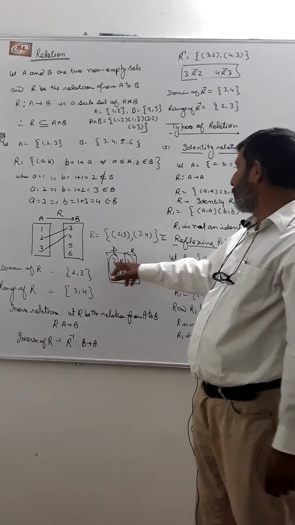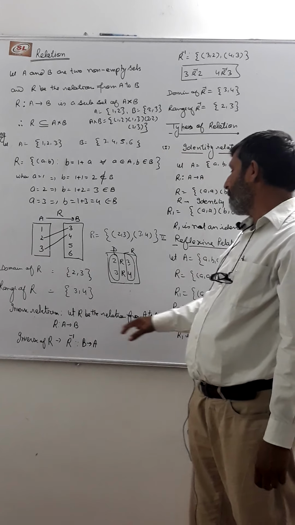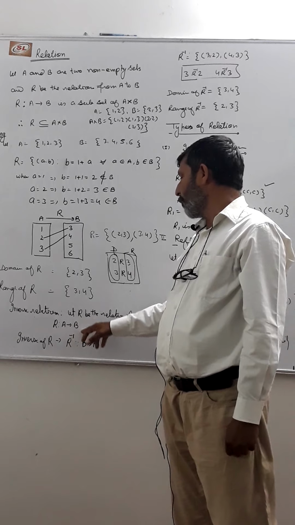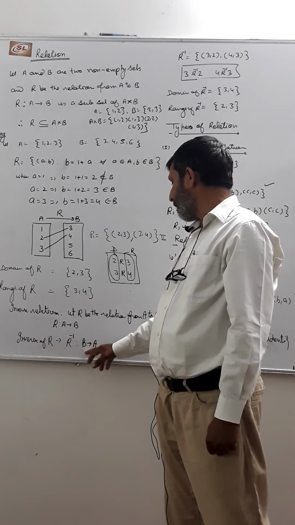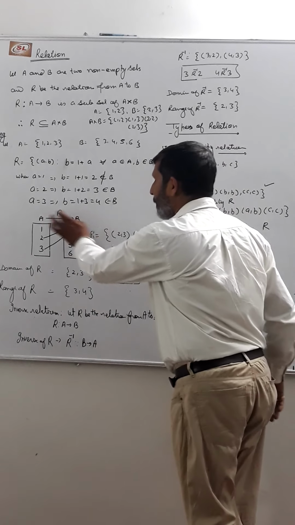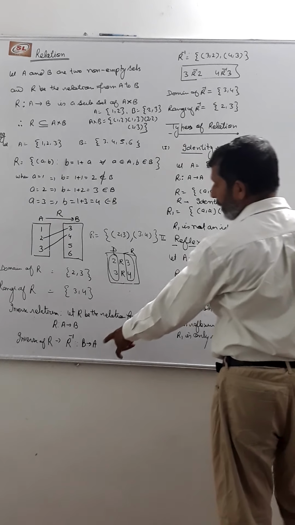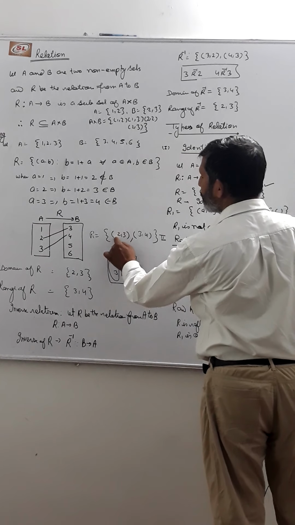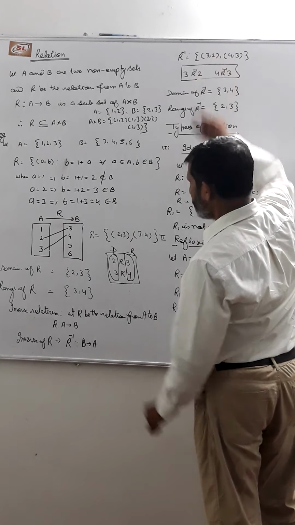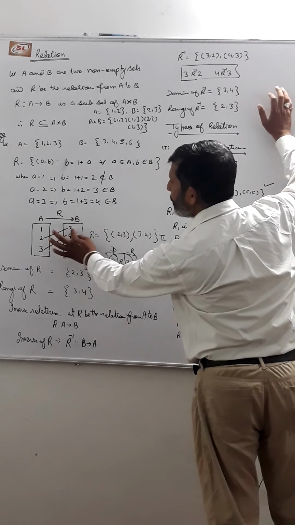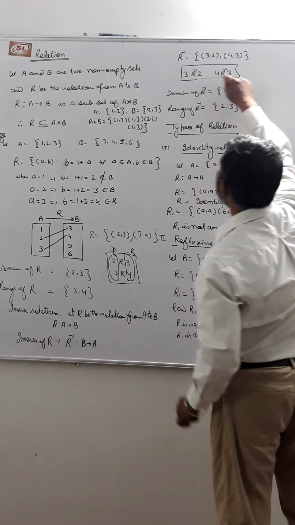And the next part is inverse relation. If this is the relation, 2 is related to 3 and 3 is related to 4, then let R be a relation from A to B. The inverse relation is denoted by R inverse, and the relation is vice versa, from B to A. Then this R inverse is denoted by 3 is related to 2 and 4 is related to 3. It represents the R inverse.